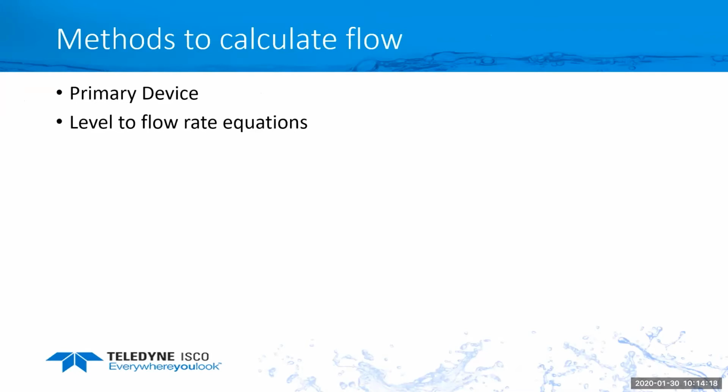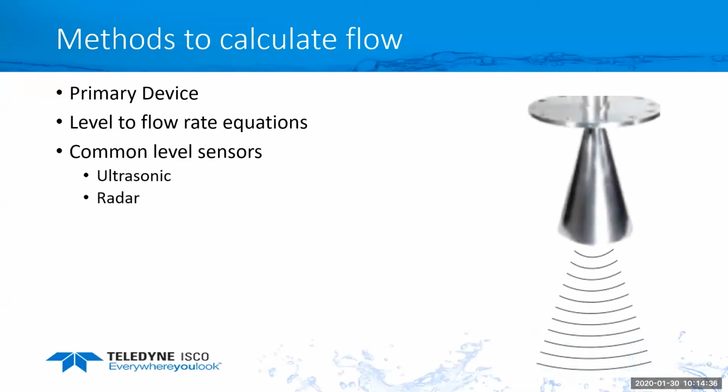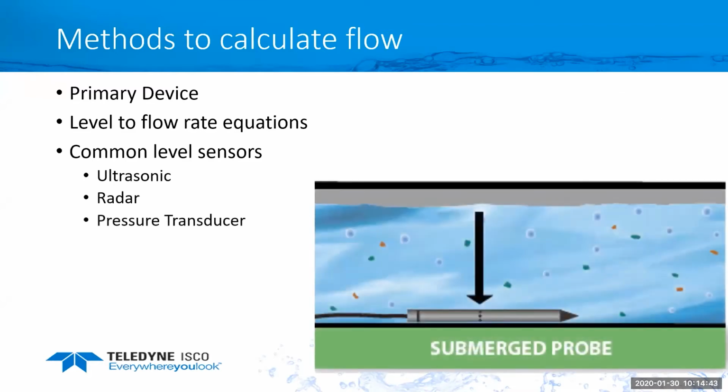So calculating flow with the primary device requires a level to flow equation. There are common level sensors that are used with the weirs and flumes. You can use an ultrasonic sensor, which is non-contact, mounted above your flow stream, so you don't have to worry about debris getting caught in the sensor. There are radar level sensors that also mount above your flow stream. Or you can use a pressure transducer. Pressure transducer is mounted on the bottom of your channel.